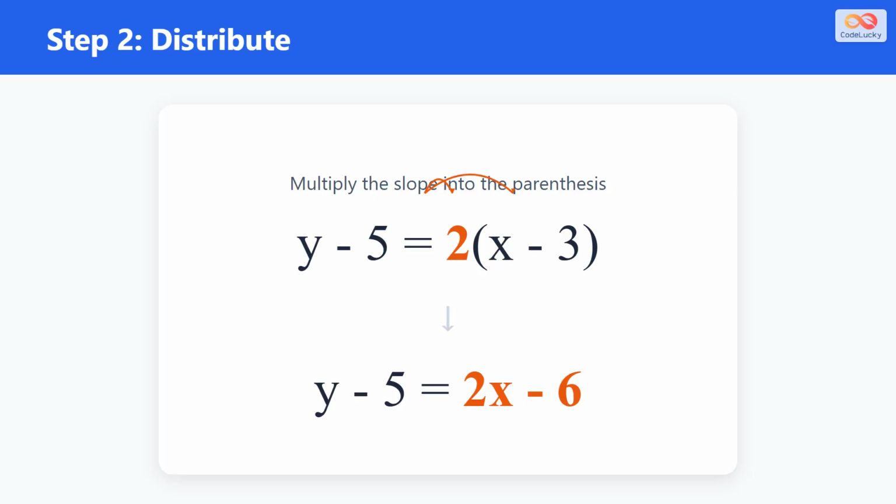Now we need to simplify. The second step is to distribute the slope on the right side of the equation. We multiply 2 by x to get 2x, and 2 by negative 3 to get negative 6. The equation now reads, y minus 5 equals 2x minus 6.